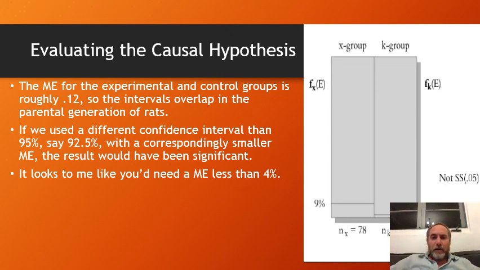So if you look up your margin of error for a sample of 78, you're looking at roughly 12% margin of error. So definitely the intervals overlap. You've got 9% and 1%. Now, if we used a slightly different confidence level, so if we weren't shooting for 95% confidence and we pulled it back a little bit to 92.5, then you would have a significant result. You want to end up with a margin of error of 4% or less. At 4%, they'd sort of meet around 5%.